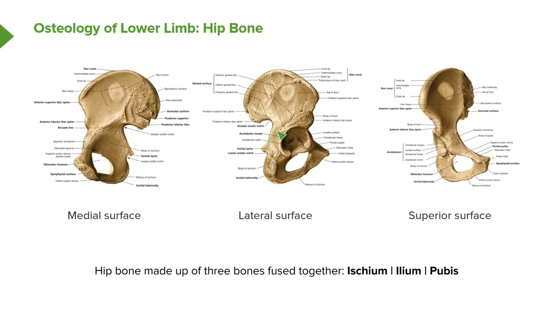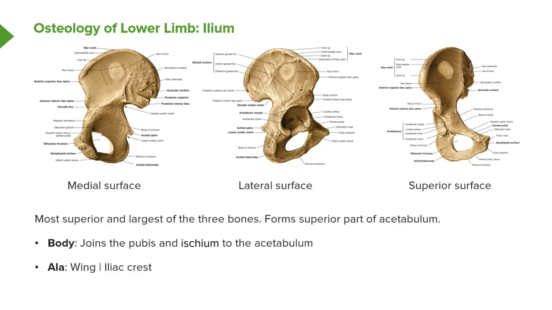This side, it's a lateral surface, so we have the anterior aspect here, and we have the posterior aspect here. And this is a superior surface looking down, so anteriorly would be here, posteriorly would be here, and this will be the medial surface. And we can make out the ischium, the ilium, and the pubis for all of these bones. So let's start by looking at the ilium.